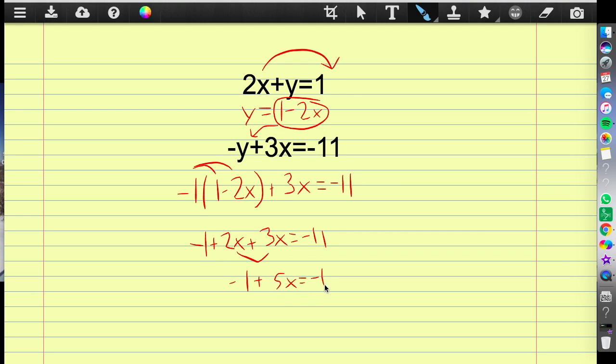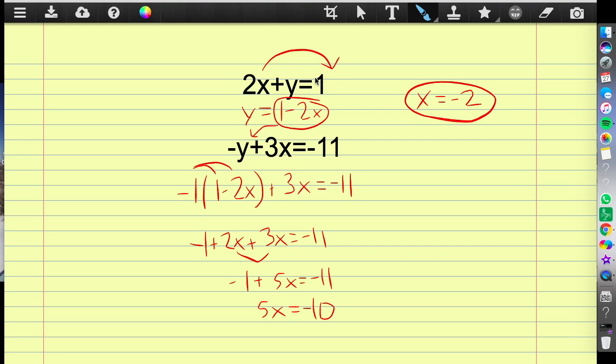And then we're going to add 1 to both sides. That's going to leave us with 5x is equal to negative 10. I can either think about dividing both sides by 5, or I also know that 5 times negative 2 is going to get me to a negative 10. So that means that x has to be equal to negative 2. Once again, we're almost finished. We've solved for one variable, but we have to solve for the other.